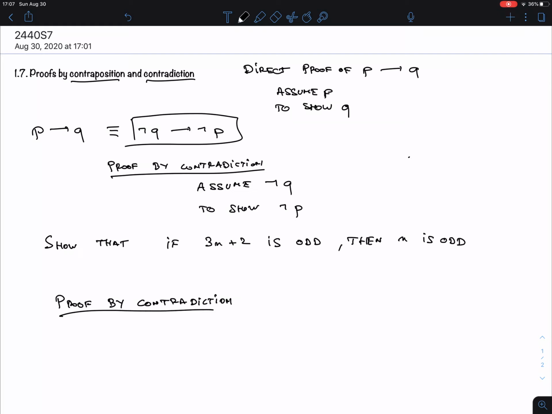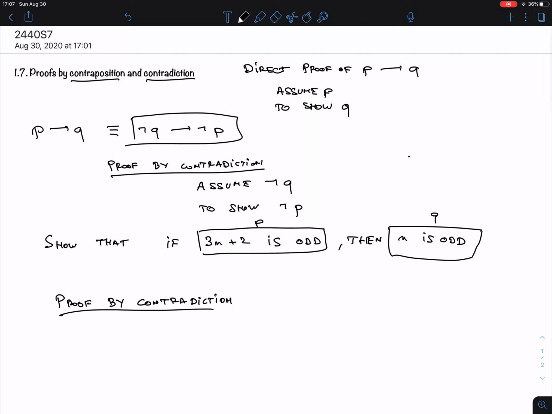So proof by contraposition means that, remember, this would stand for P, and this would stand for Q. So I have to assume not Q. Let's not write down what that is formally, just to say what it is: assume n is not odd. Now, of course, negative things are very hard, but we know very much what this means, i.e., n is even.